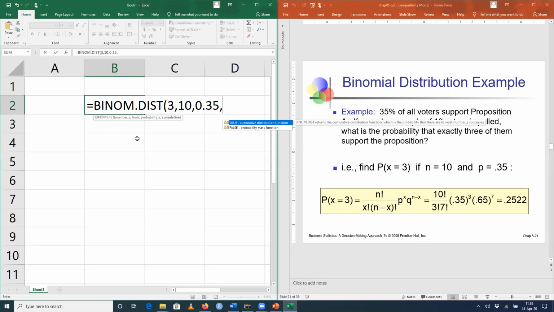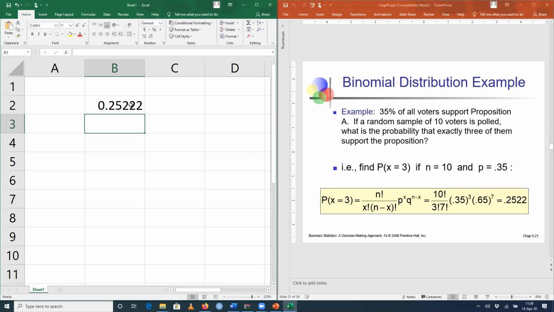Then it's a very interesting point. Here we have two options, one option is true and the second is false. Which is more suitable? Here we want to find the exact probability, X is equal to 3. Then we have to use false.